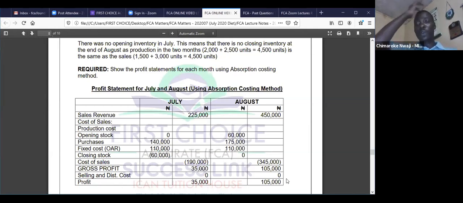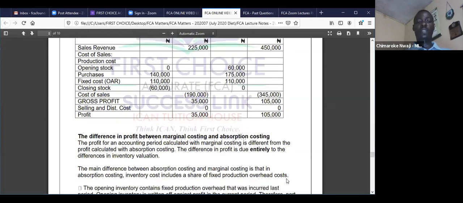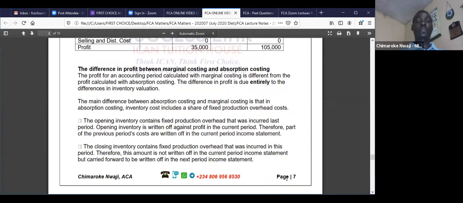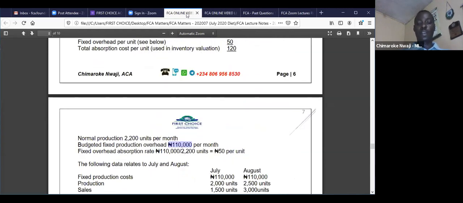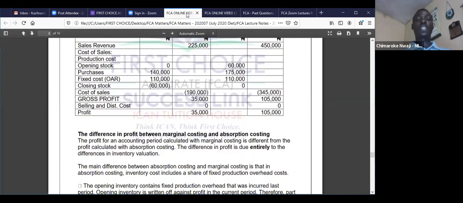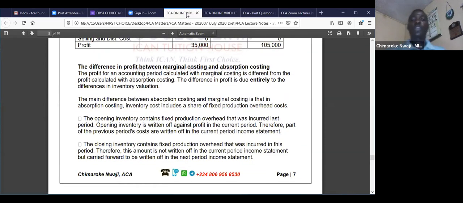So we've seen how we can use absorption costing and marginal costing in profit statement. Now look at the difference between marginal costing and absorption costing. The profit for an accounting period calculated with marginal costing is different from what we calculate when we use absorption costing. The difference is entirely due to differences in inventory valuation.